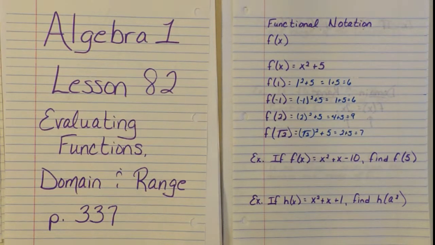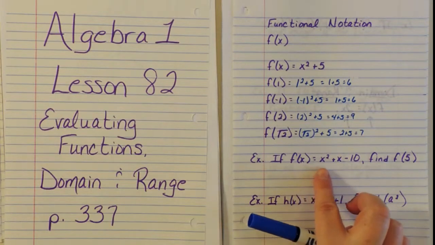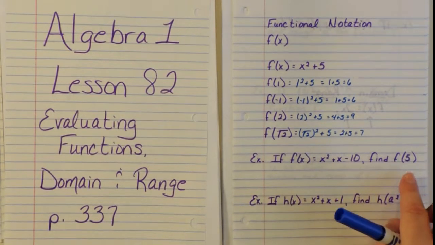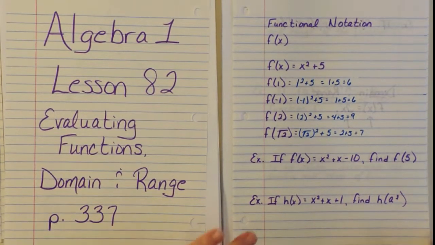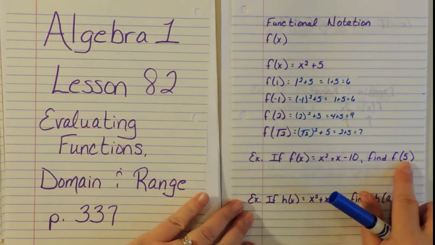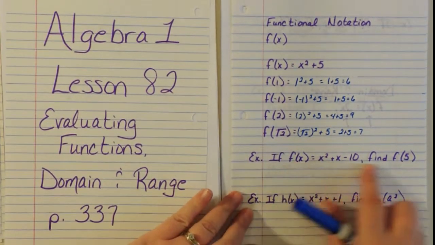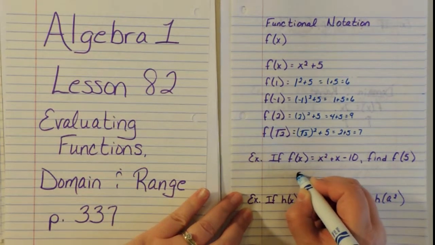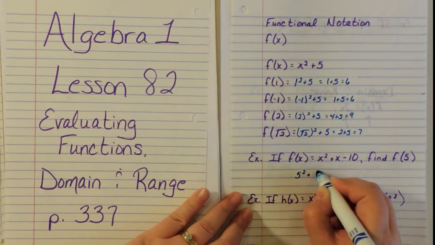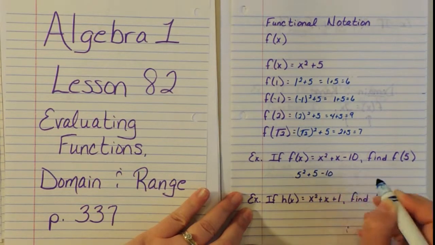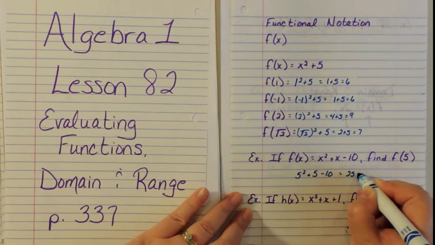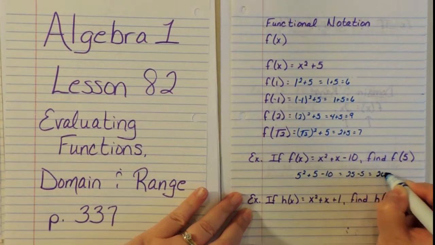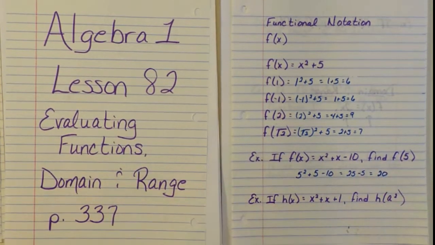So let's try another one here. If f of x equals x squared plus x minus 10, then find the function of 5. Okay? So that means for every x, we're going to substitute 5. So this will be 5 squared plus 5 minus 10, which equals 25 plus 5 minus 10. 5 minus 10 is minus 5, which equals 20. So f of 5 equals 20.